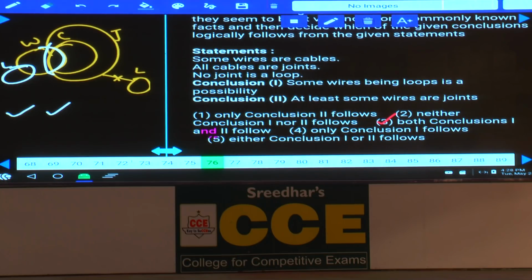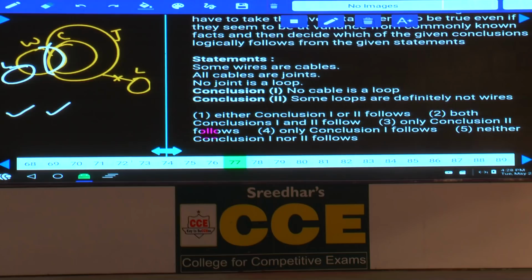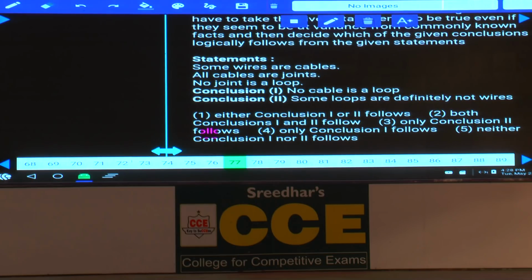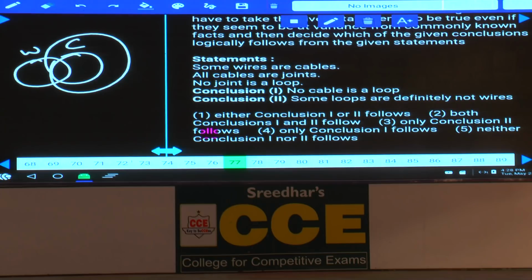Then 77. Now in this question number 77, some wires are cables. Some of the wires or cables can be written like this, wire and cable. And all cables are joints. All these cables are a part of this joint. And no joint is a loop, no intersection between joint and loop. Then first one, no cable is a loop. As of now, it is definitely true. And some loops are not wires. No loop is a wire, some loops are not wires is also true.